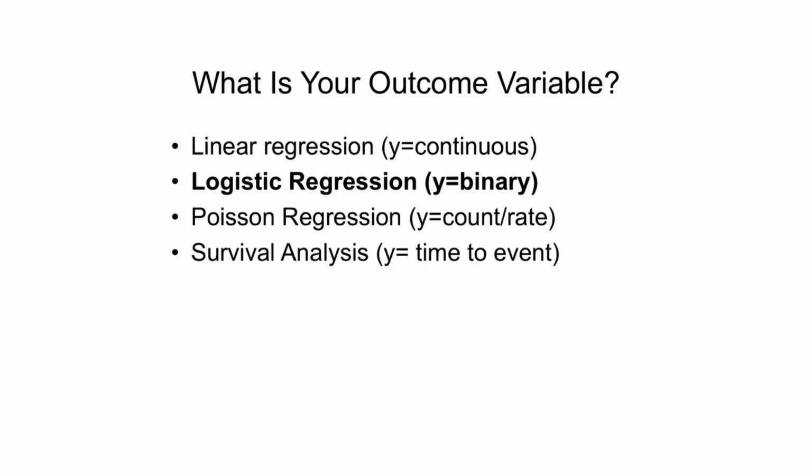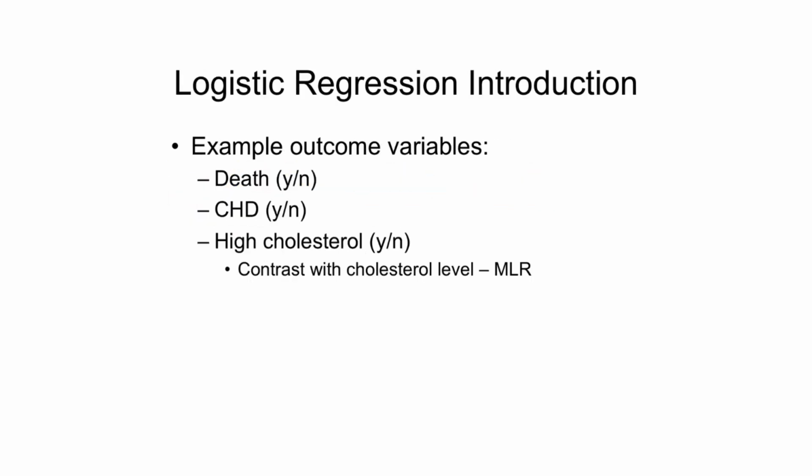Remember that the type of regression analysis that we choose to conduct depends on our outcome. So far in the course, we focused on linear regression, where the outcome is continuous. Now we're going to turn to logistic regression, which is used when the outcome is binary or dichotomous. By binary, I mean that your outcome has two levels or categories. Often in epidemiology, this is an outcome that is yes versus no. So either you do or do not have the condition, disease, or symptom. Some examples include death, CHD, and high cholesterol, yes versus no. This is in contrast with linear regression, where we would model something like a continuous cholesterol level variable.